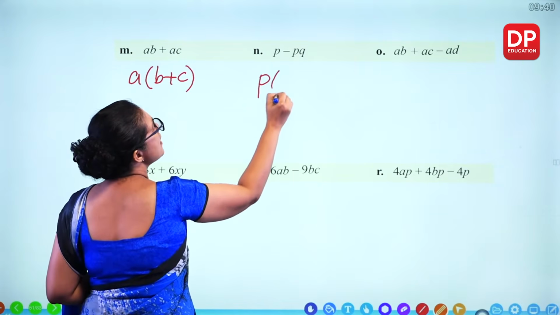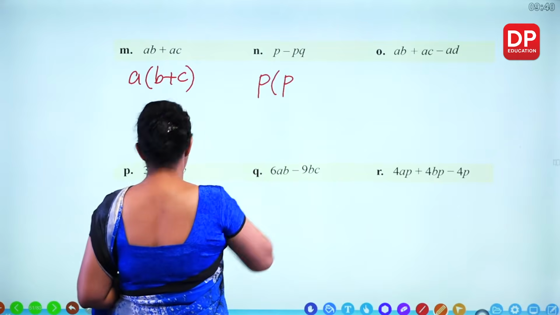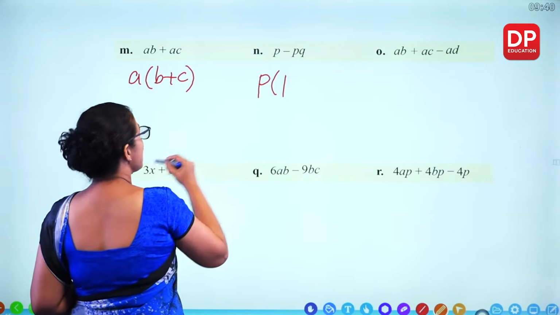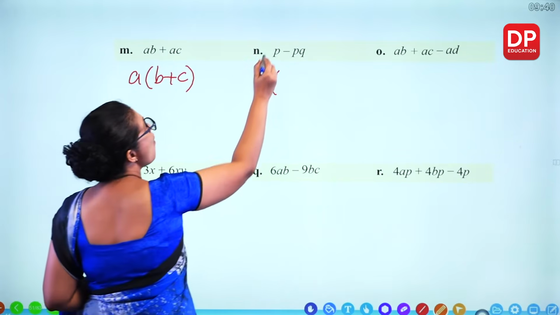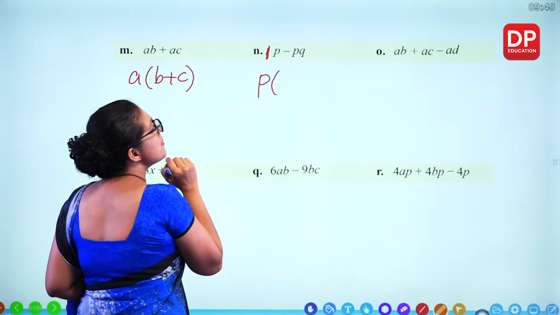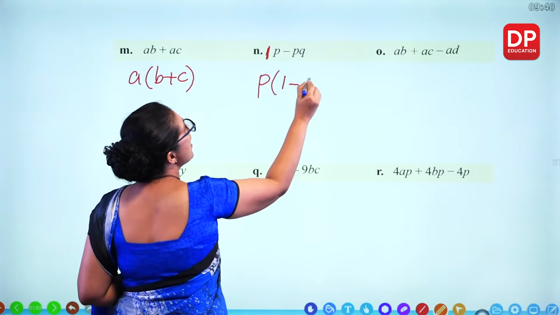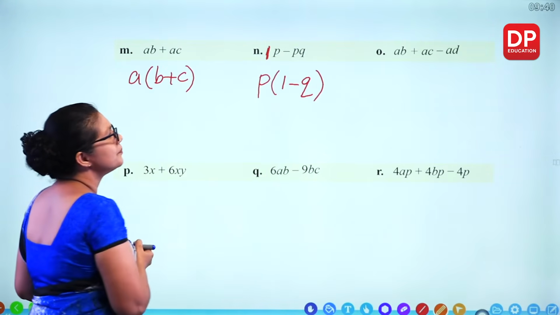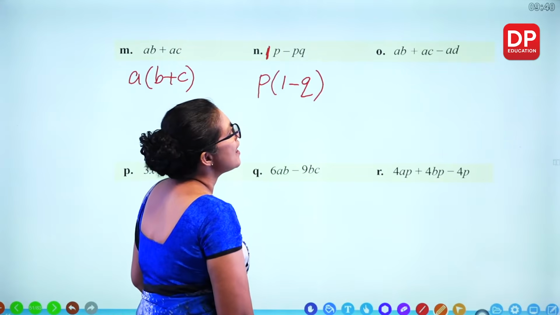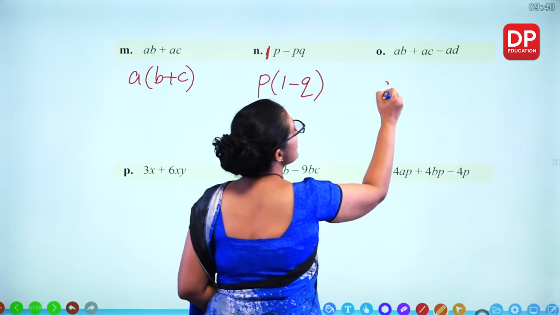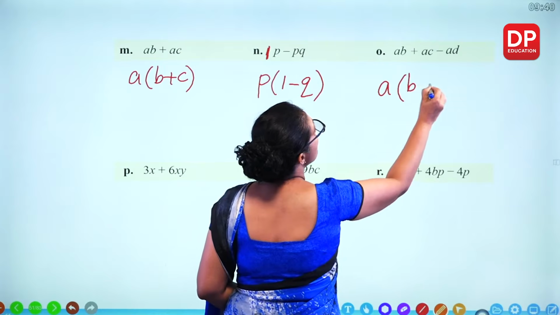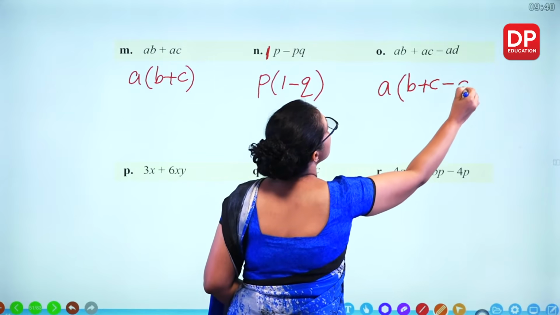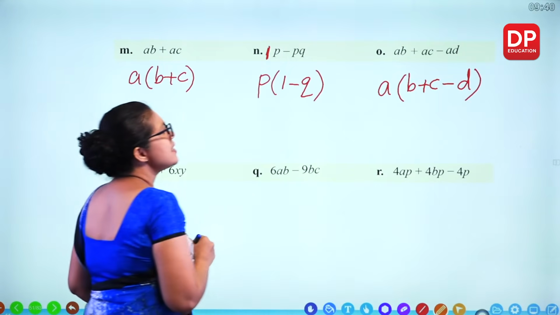You can take p out and then not p there. What's the value here? 1, because just p means 1p. 1 minus q. 3 terms are there. A is common. Take it out. b plus c minus d.